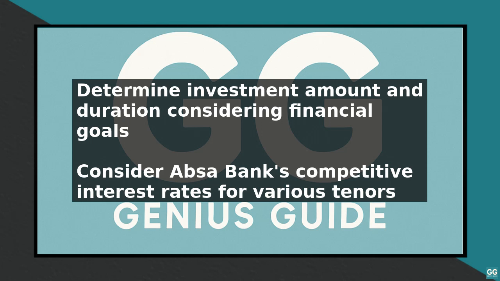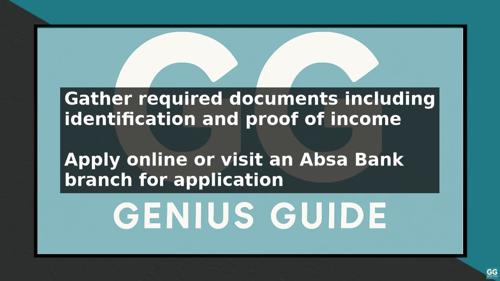Next, gather the required documents, including your identification, proof of address, and proof of income. You can apply online or visit an Absa Bank branch. If applying online, go to the Absa Bank website, click on the fixed deposit option, and fill out the application form.